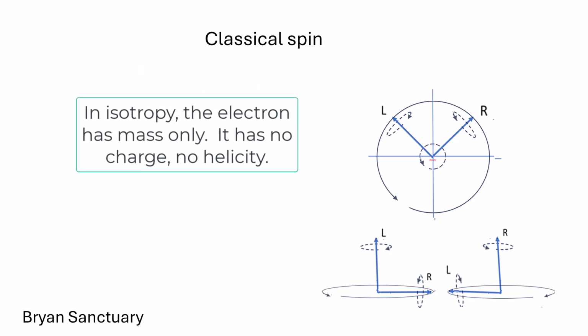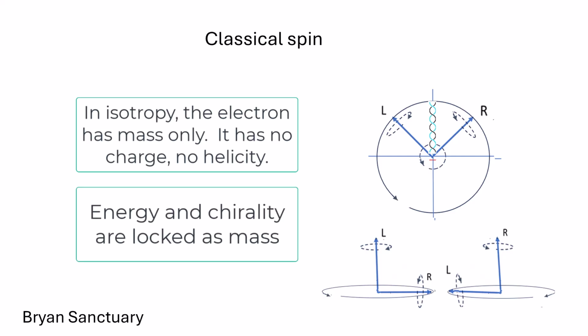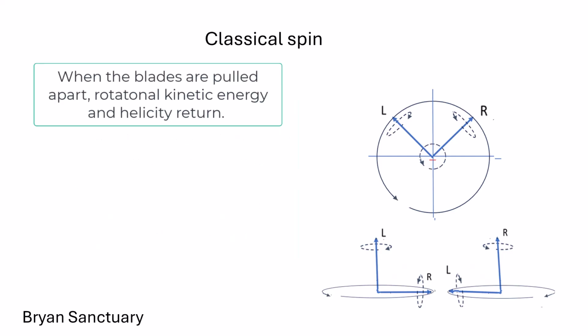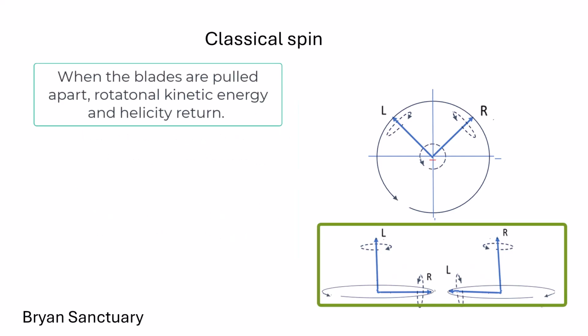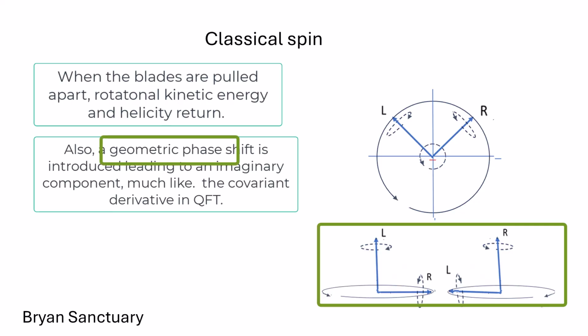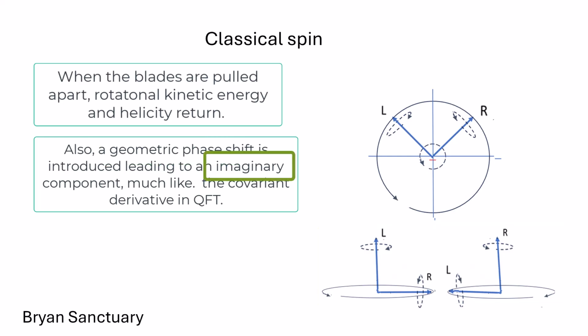In free flight, the boson has polarized mass only. There is no charge, no helicity, but it retains the spin 1 as energy locked as mass. When encountering the field, the blades are pulled apart. Rotational kinetic energy and helicity return. In this process of unfurling, a geometric phase shift occurs, giving an imaginary component to the magnetic moment.